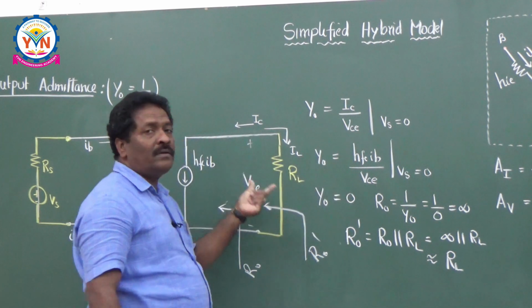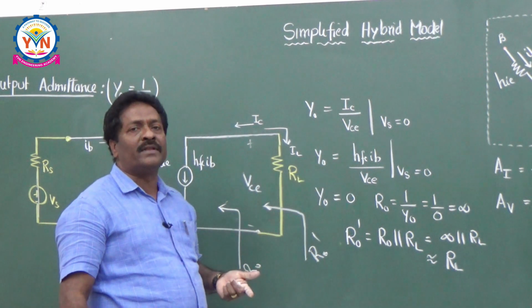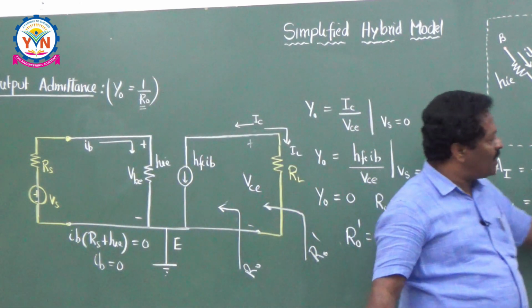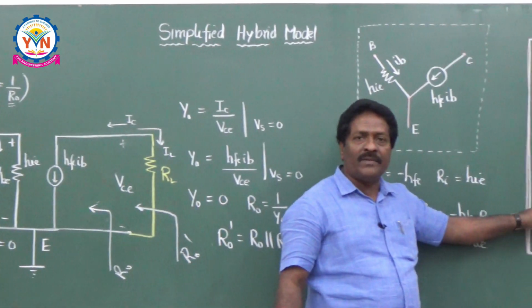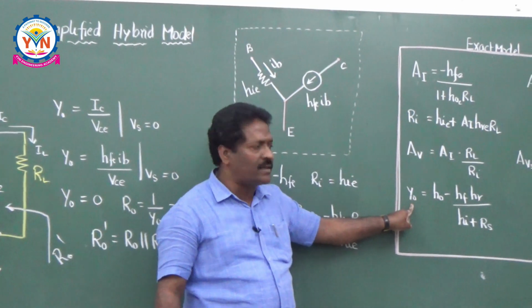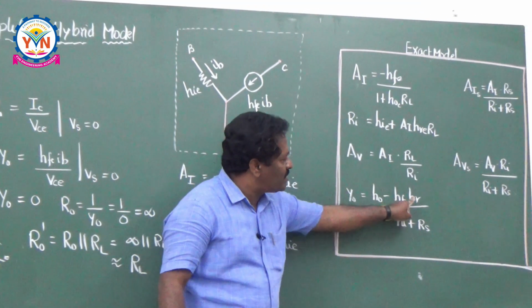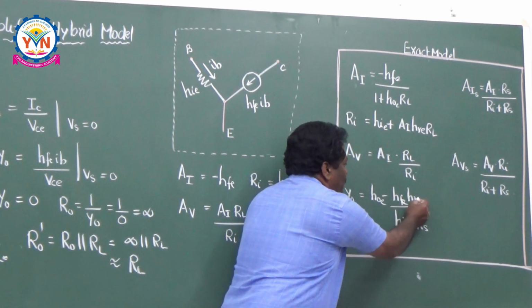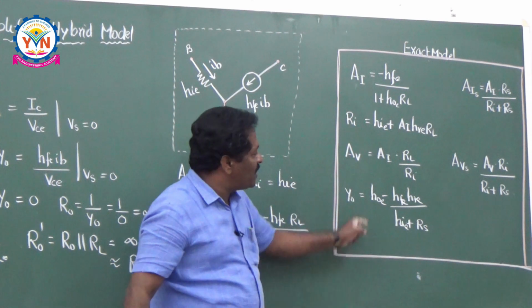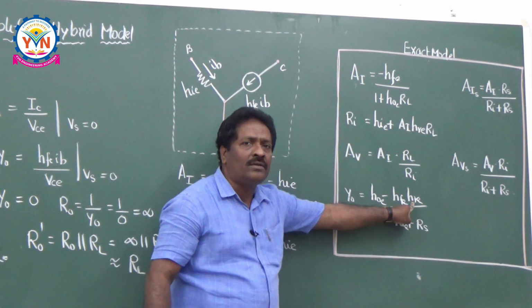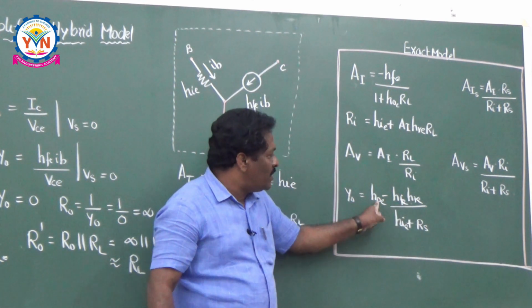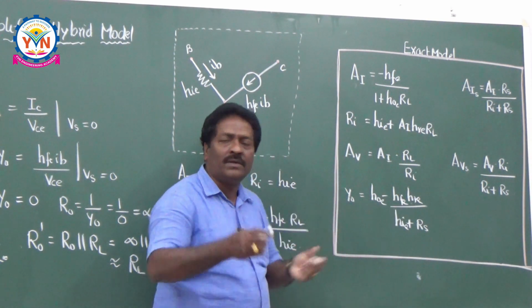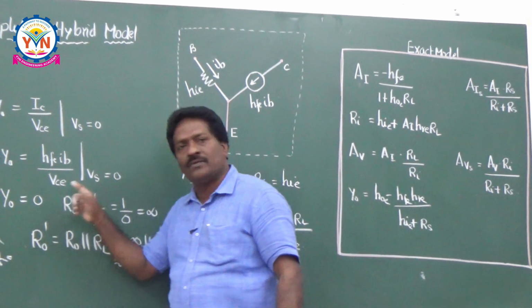So, for this circuit immediately we can say the output admittance is equal to 0. The same thing you can also calculate from the exact model. What is Y0 for the exact model? HO minus HF HR by HI plus RS. So, for the common emitter configuration, HOE, HFE, HRE, HIE. In the approximate model, what is HRE? 0. And HOE is 0. So, these two terms are not there, then Y0 is equal to 0. The same thing you got here, Y0 is equal to 0.